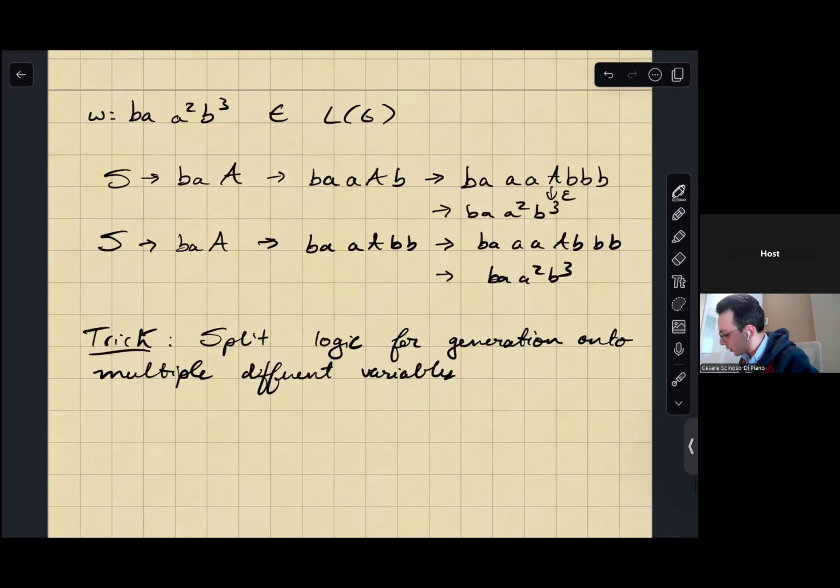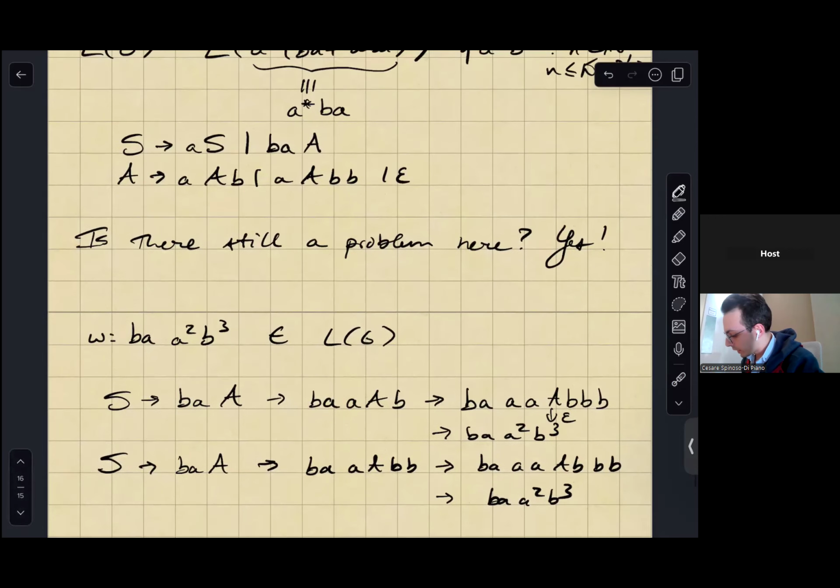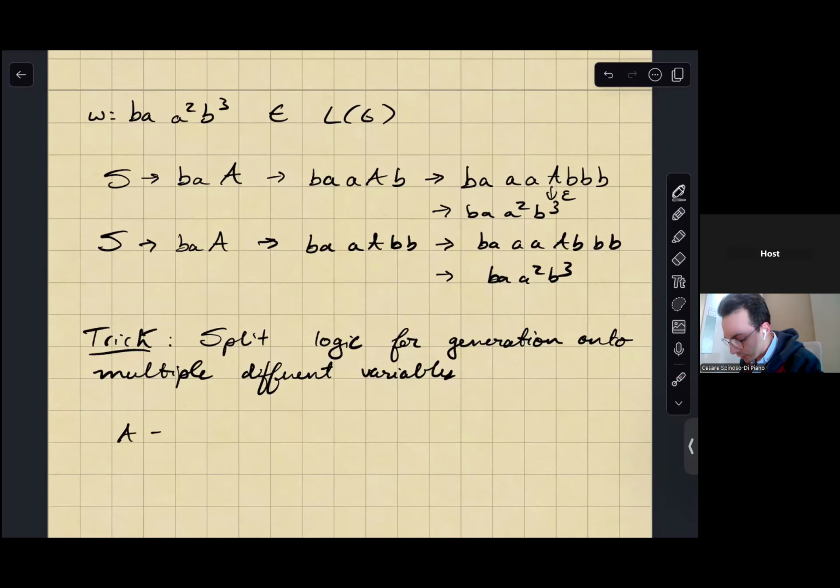So what is that going to look like? Instead of having these two guys at the same level, at the same variable, I'm going to say first generate all the A's and B's. And then at some point, decide that you need to start generating a pair of B's for one A, so move to this decision here. And then eventually decide to terminate.